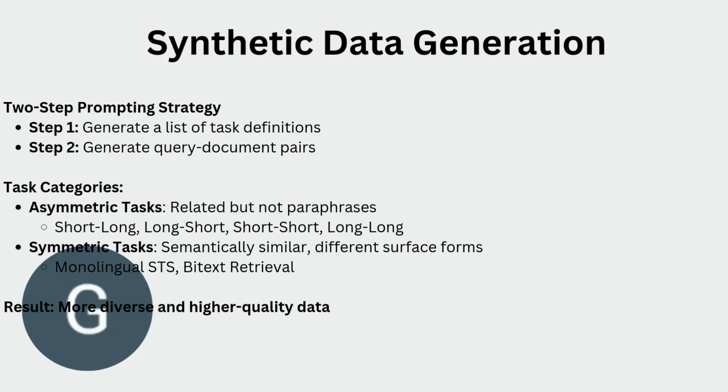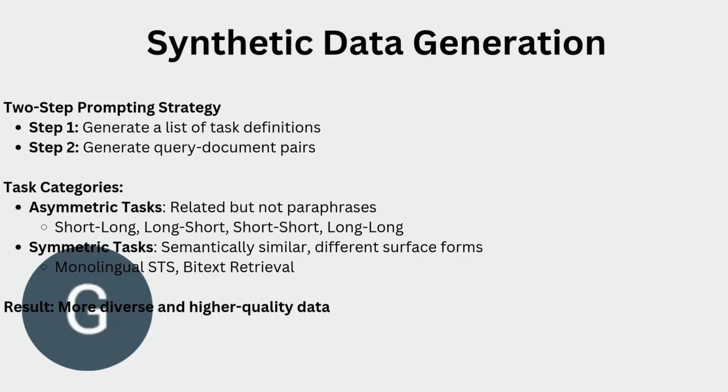So now let's dive into the method or approach they use to fine tune the decoder only LLMs to generate embeddings. To begin with, let's talk about how they generate synthetic data. To use an LLM to generate the synthetic data, they use a two-step prompting strategy where they first generate a list of task definitions and then they generate query document pairs for each of the tasks. In this manner, they're able to generate diverse and high quality synthetic data.